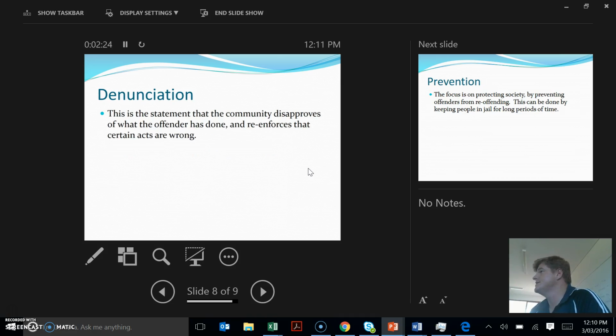Denunciation. This is where the community says what you're doing is not okay. It's not an appropriate action. So you denounce that behaviour. It reinforces that certain acts are wrong.